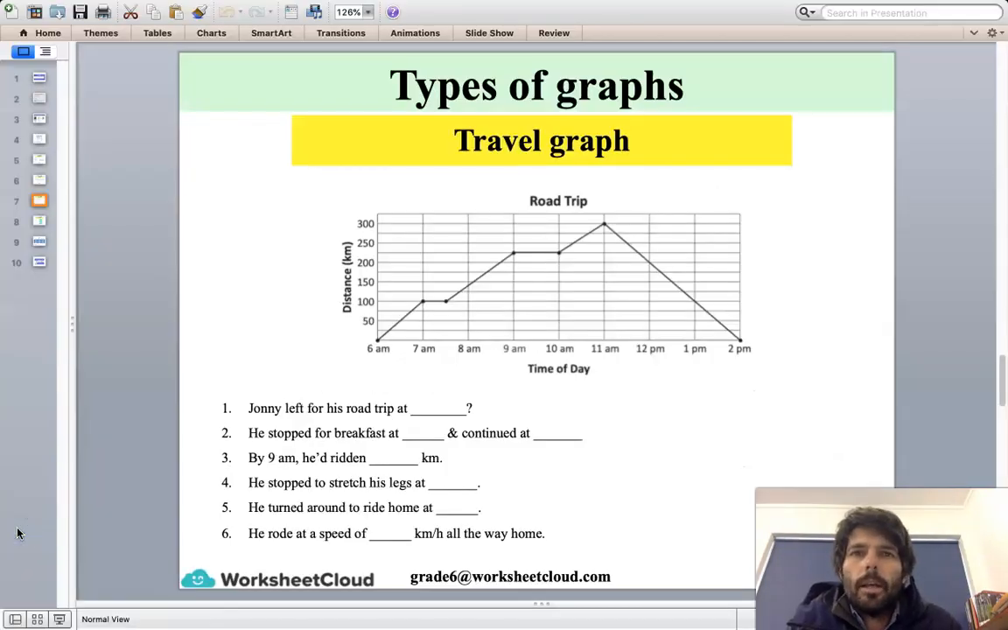Here is a second travel graph, and this is a road trip that Johnny took. And you can see again on the vertical axis is distance in kilometers, and on the horizontal axis is time of the day. And then you've got the straight line travel graph between each point. There's 6 questions there that I'd like you to answer. You've just got to fill in the missing words. Give it a shot, read the data off the graph, and then press play to see how you get on.